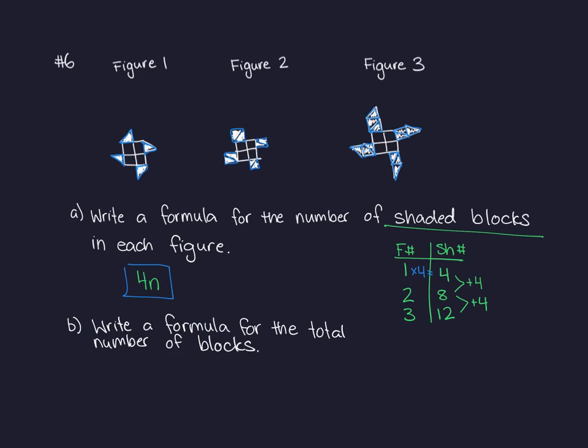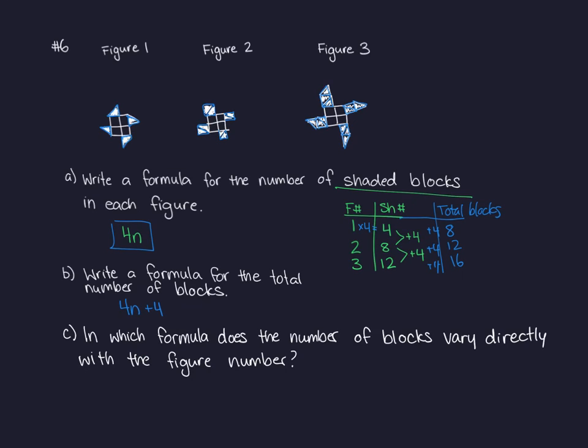Question B asks us to write a formula for the total number of blocks. So I could just add on and have my total blocks. So for each of those, I'd have to add 4 unshaded blocks on. So 4 plus 4 is 8, 8 plus 4 is 12, 12 plus 4 is 16. So for each of these, I'm just adding those 4 unshaded blocks. So my formula would stay with 4n, but now I would be adding 4 more because I have 4 unshaded blocks.